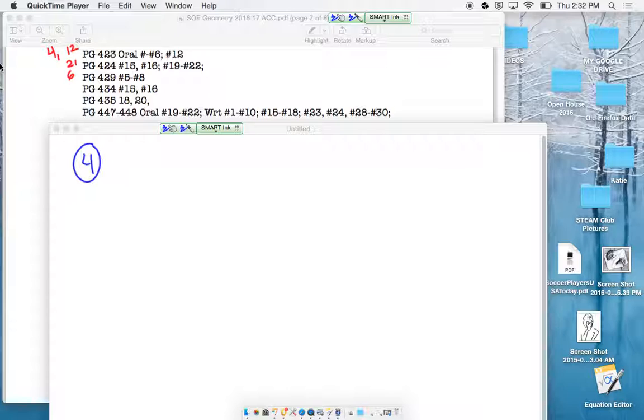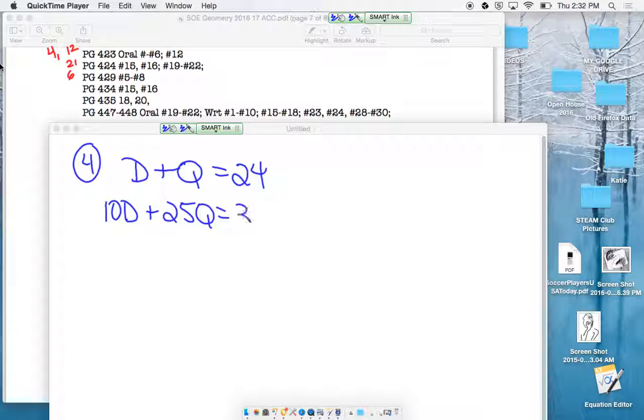So this is a coin problem, and in this particular problem we have dimes and quarters, for a total of 24 coins, and then I would attach a value in the second equation. I now have $3.60. So that's my little system of equations using two variables.